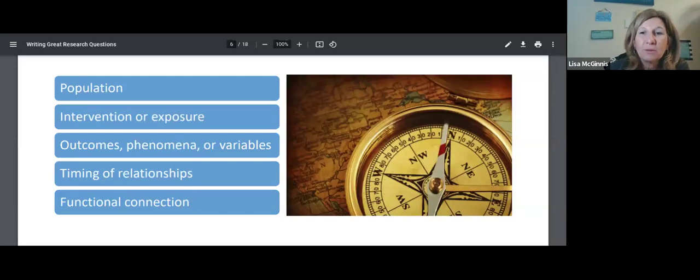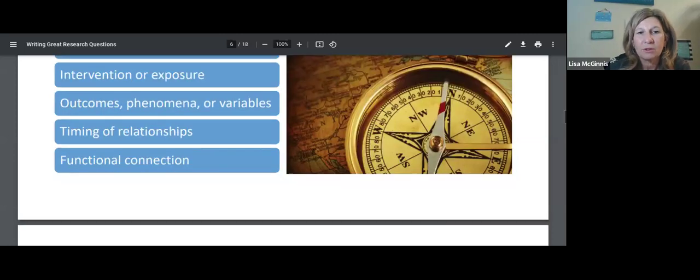The intervention that we're going to apply. What variable or what outcome are we going to be looking at? What assessment are we going to use? Timing of relationship. Does it matter when we pose this intervention? And you'll see how this flows more as we talk more about the questions. And then what's the connection? Is there truly a functional connection? Is it just a correlation? We need to be careful about overgeneralizing our results.